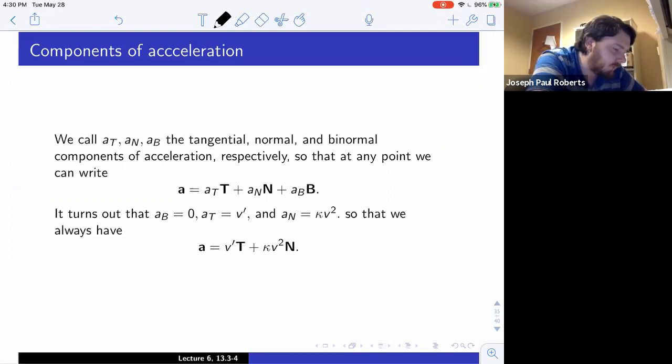So it turns out that you never have any acceleration in the binormal direction. So the binormal component of acceleration is always 0. It turns out that the tangential component is the derivative of speed. Speed, remember, is v, the length of r prime. And then it turns out that the normal component is curvature times speed squared. So kappa v squared, using our new notation for speed, is just scalar v.